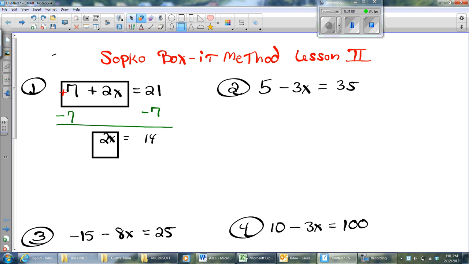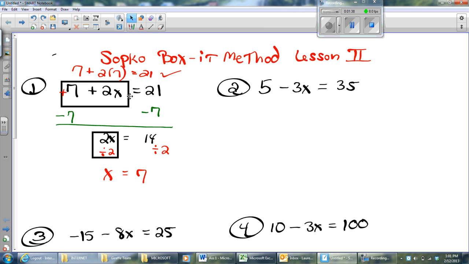Okay, and I have to get that x alone. So I'm going to go ahead and divide by 2. But if I do it to one side, I have to do it to the other. And so I will end up with the equation, or the answer, of x equals 7. If I check my work, I can do 7 plus 2 times 7. Well, 2 times 7 is 14, plus 7 is 21. My answer checks.